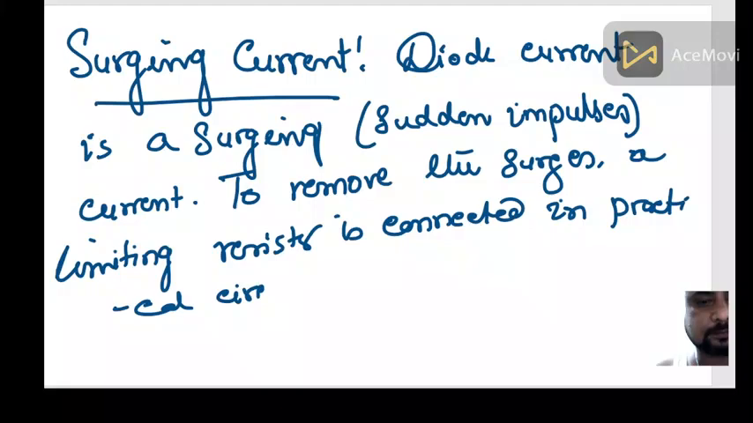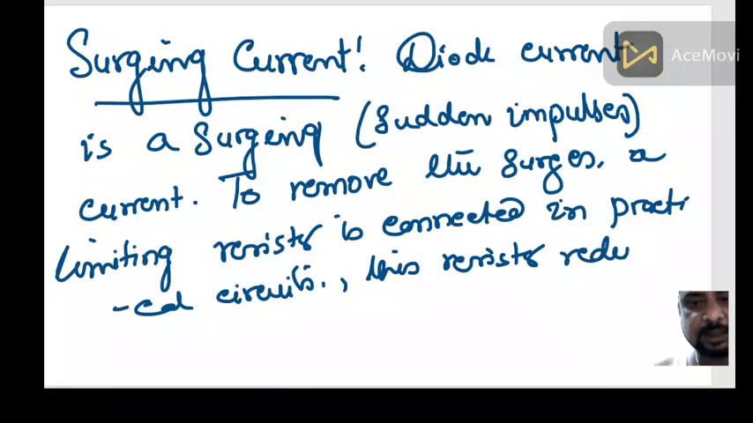In practical circuits, this resistor reduces surging current.